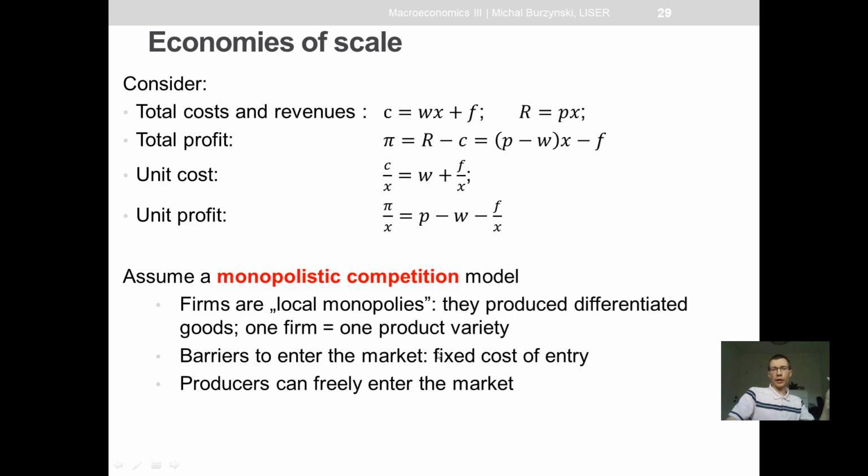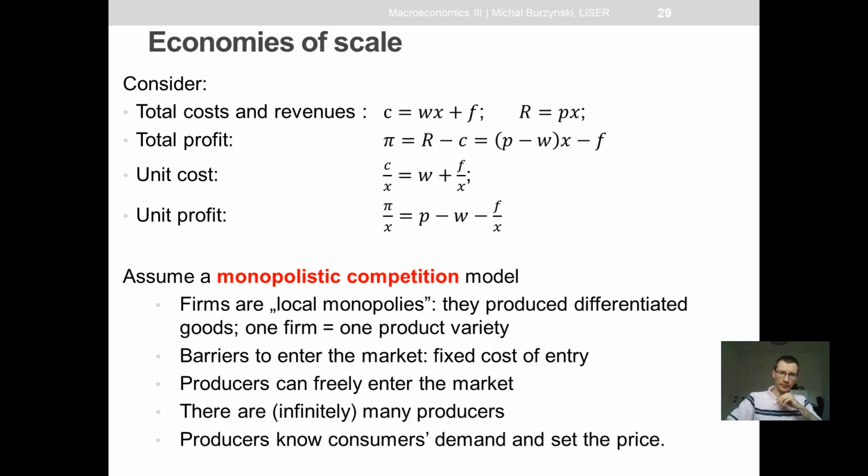Then there are barriers to enter the market, expressed as a fixed cost of entry, as we did in our very simple computation over here. So to start production, you have to pay the fixed cost of entry. Then producers can freely enter the market. So even though there are barriers to enter, there are no legal or formal constraints for firms to enter the market, which means that if you pay the fixed cost of entry, you are free to start your production. Okay, so there is no, let's say, legal constraint on the market.